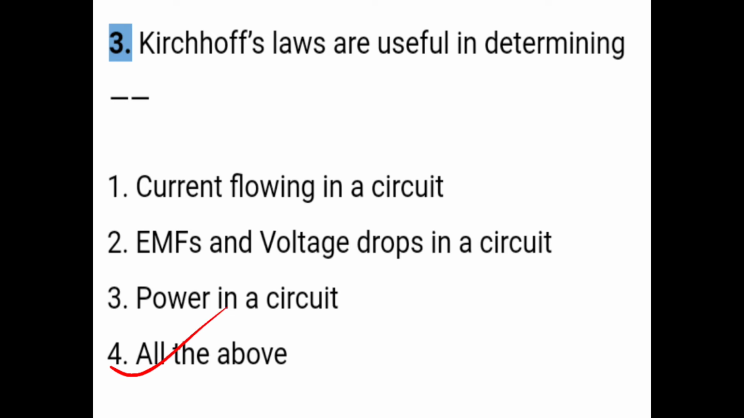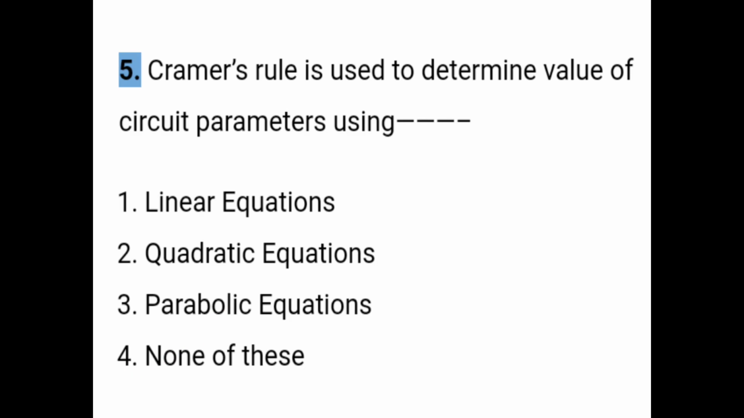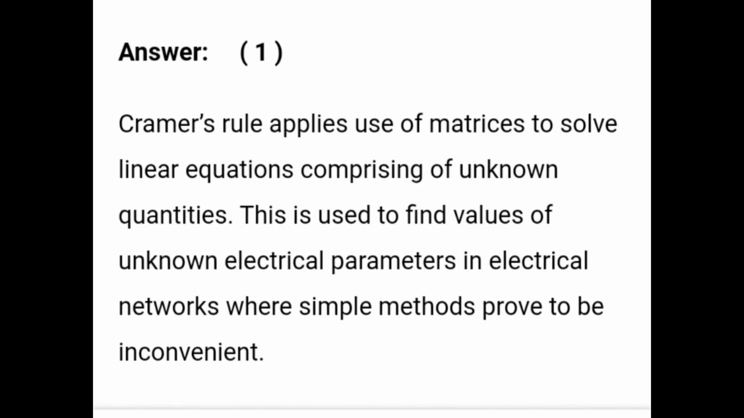Then next question is, Cramer's rule is used to determine value of circuit parameter using linear equation, quadratic equation, parabolic equation, or none of above. So option 1 is correct, that is the linear equation. Here we see Cramer's rule applies use of matrices to solve linear equations comprising unknown quantities. This is used to find value of unknown electrical parameters in an electrical network, where simple methods prove to be inconvenient.